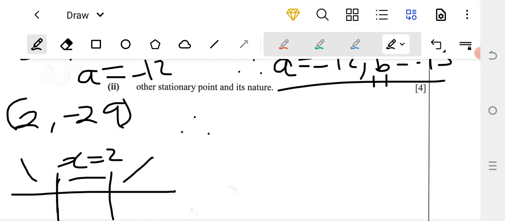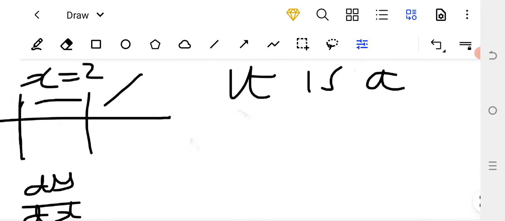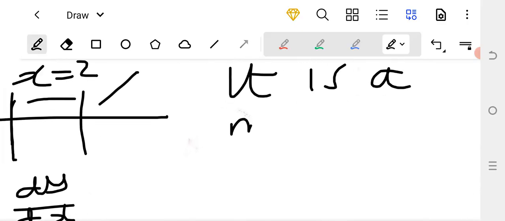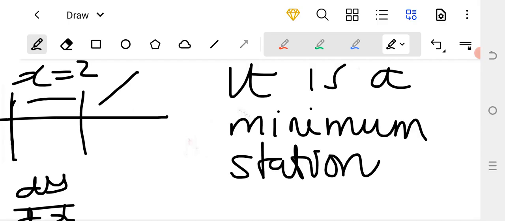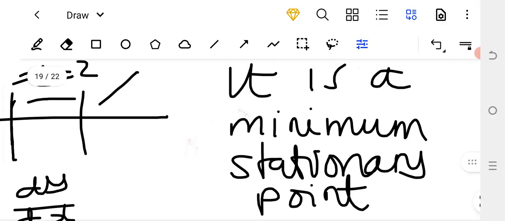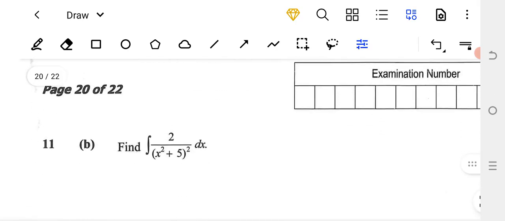Therefore, at 2, negative 29, it is a minimum stationary point. So they are saying it is a minimum, we are saying it is a minimum stationary point.